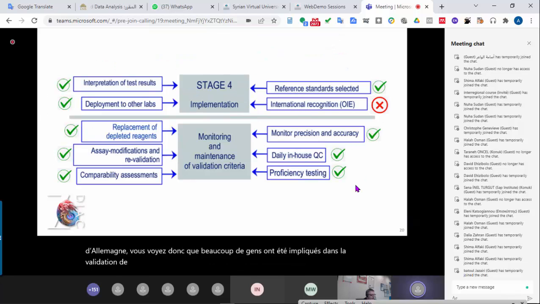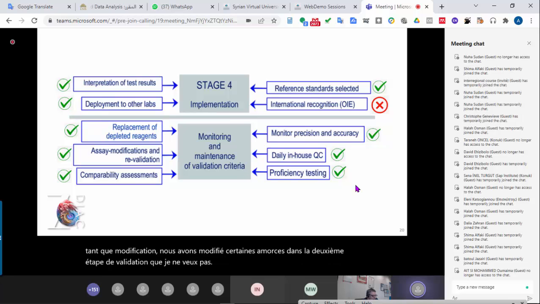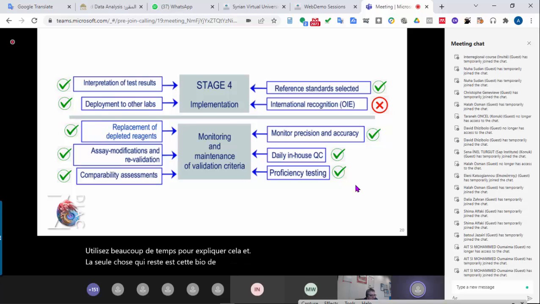And in stage 4, we did all of this, except we have analyzed the interpretation of results, deployment to other laboratories, and assay modification. We have modified some primers in the second stage of validation, but I do not want to use much time explaining that. And the only thing that is left is this international recognition by IAEA, but we will see what will happen.